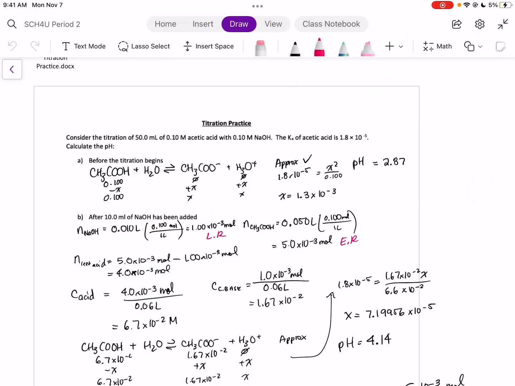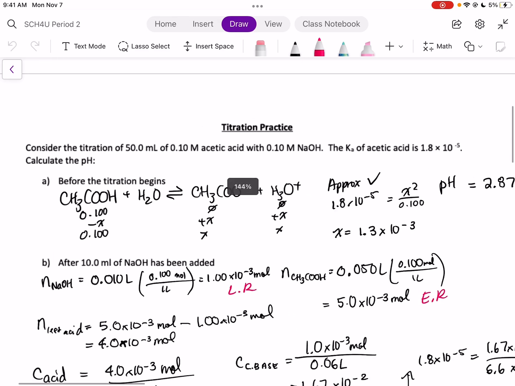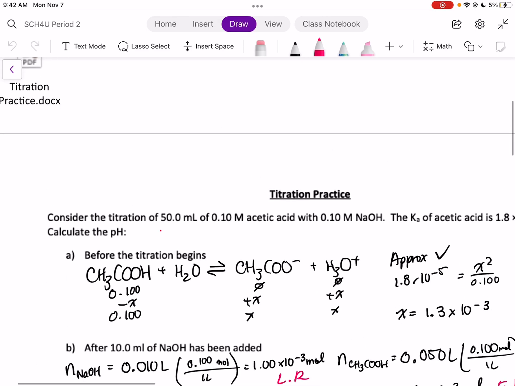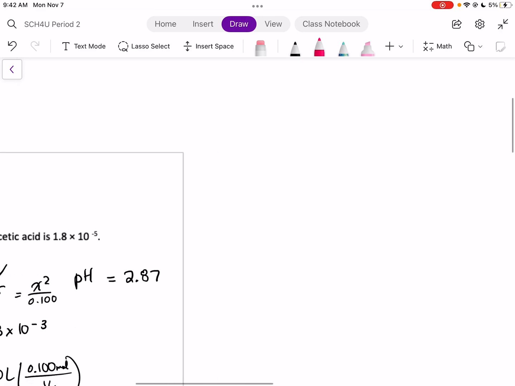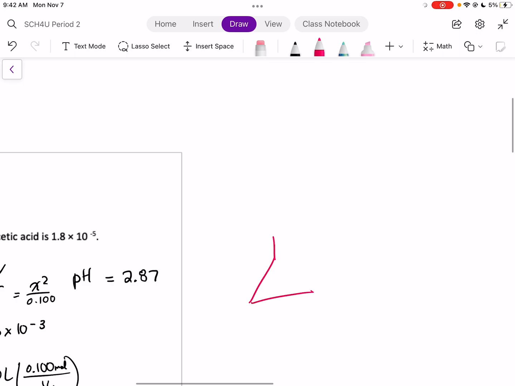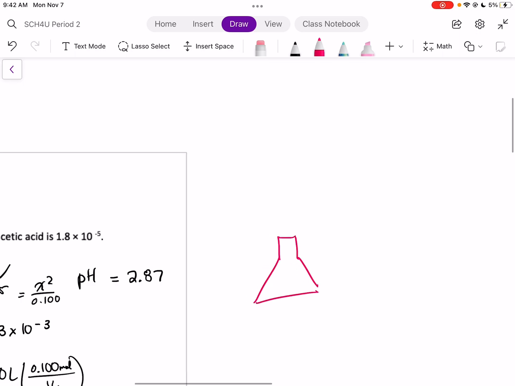All right, we're going to look at the titration practice that we were working on Friday. So we're considering the titration of this volume and this concentration of acetic acid with NaOH. Here, because I have two pieces of information about my acetic acid, I know that in my titration, it's in the Erlenmeyer flask, and my sodium hydroxide is in my burette.